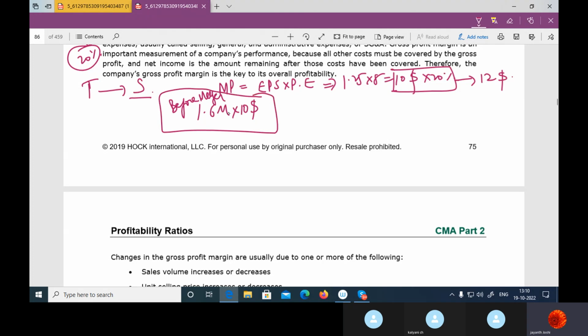Because they have 1.6 million shares in the market and each share price is $10. But after the merger, their value is how much? This will give you 1 crore 60 lakhs, and here 1 crore 92 lakhs. That is the value we have got now.